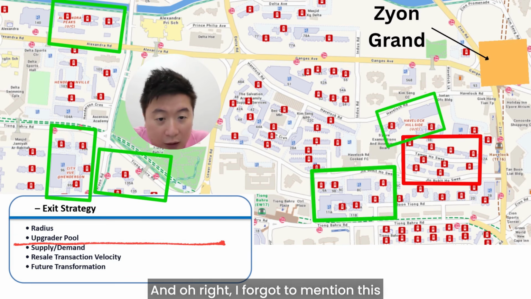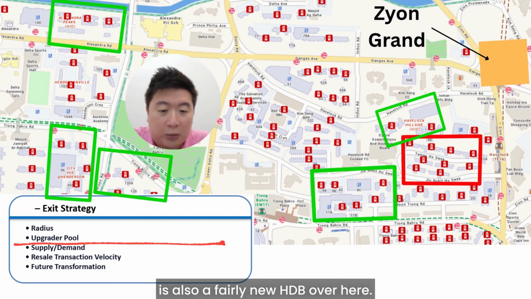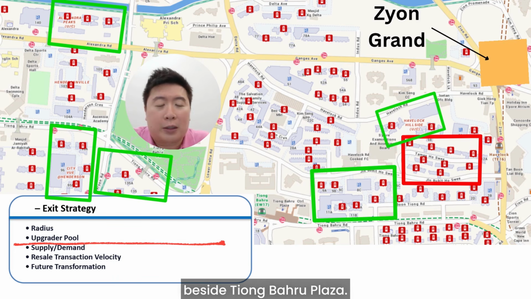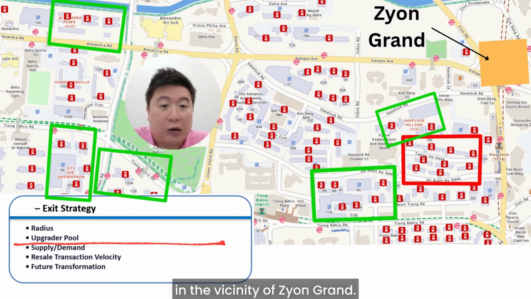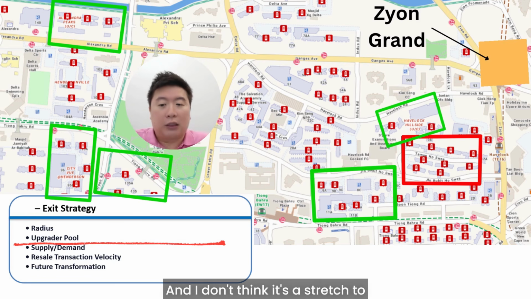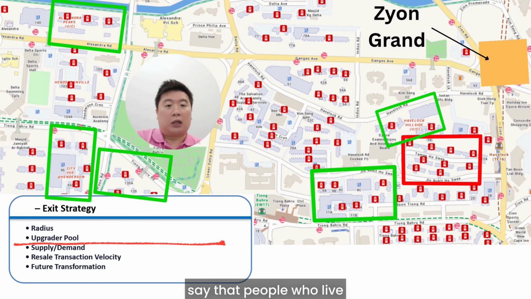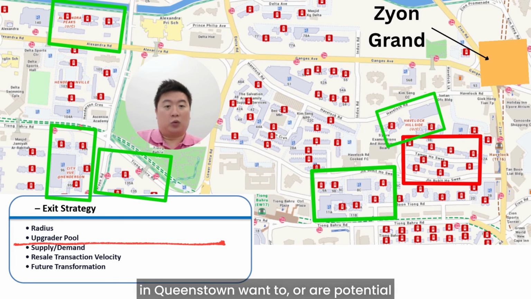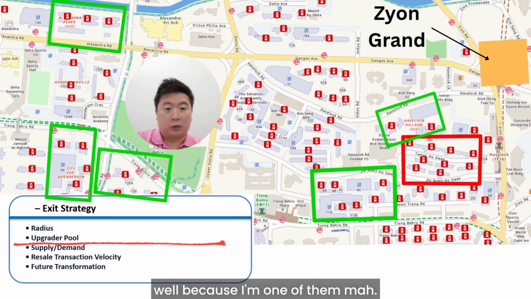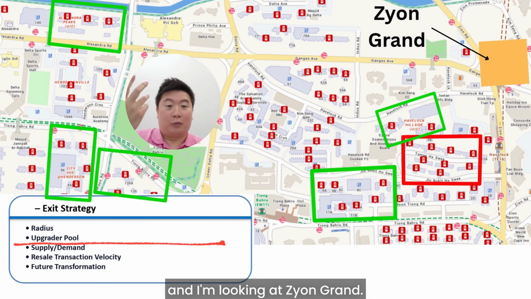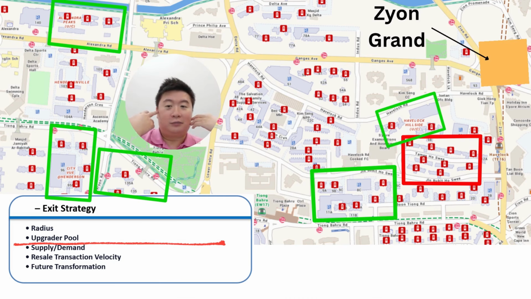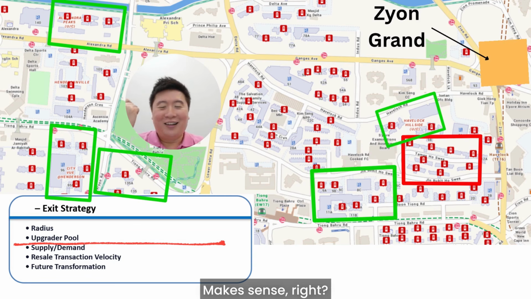And oh, right, I forgot to mention, this is also a fairly new HDB over here, the one that's right beside Tiong Bahru Plaza. Okay, so yes, there are upgraders here, even in the vicinity of Zion Grand. And I don't think it's a stretch to say that people who live in Queenstown are potential HDB upgraders for Zion Grand as well, because I'm one of them. I live in Queenstown and I'm looking at Zion Grand. Makes sense, right? Okay.